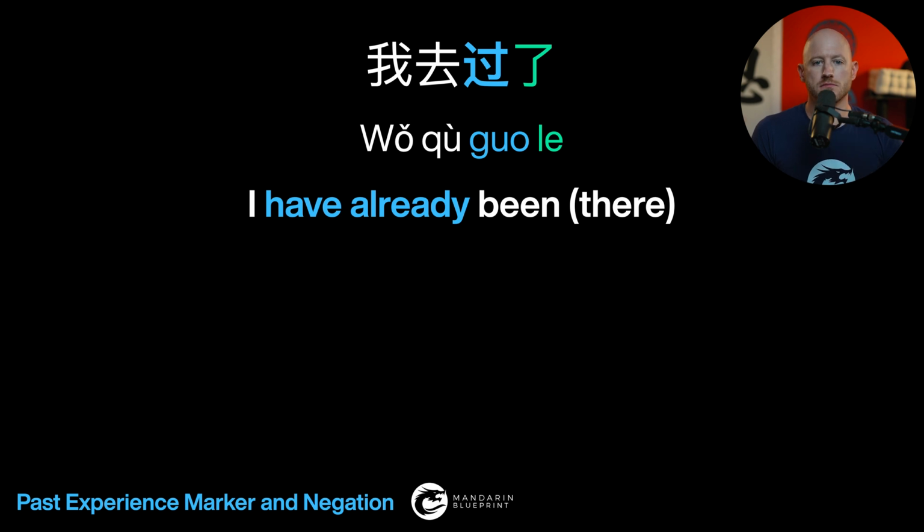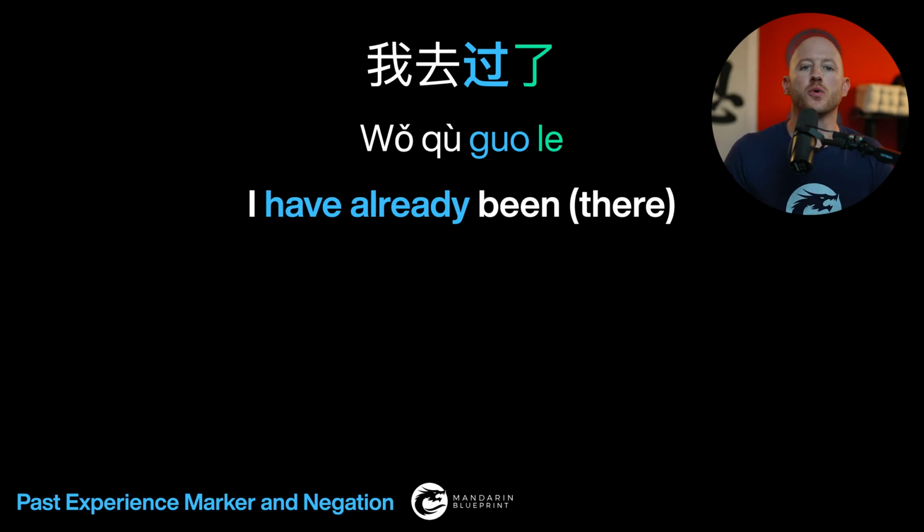我去过了. I have already been there. And that means I don't need to go again, whatever it was. Like, you know, maybe you were looking for your keys and you're missing them and you went to the shop where you were earlier and you went there and you didn't find them. So somebody said, did you go to the shop? You might say, 我去过了. And that would just mean I've been there and I don't need to go back.